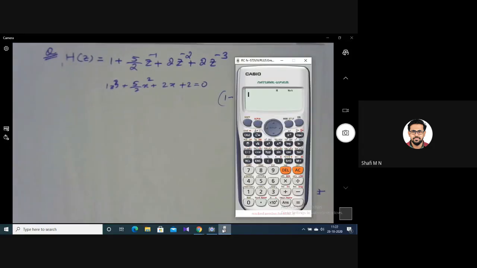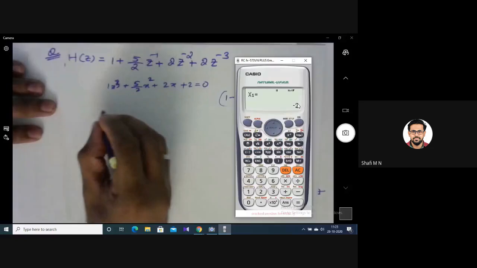So let me find the solution. So equation number 4, the fourth form is what comes for us. So A is 1 and B is 5/2 and C is 2 and D is also 2. Now let me find the solution. One solution is -2, right?